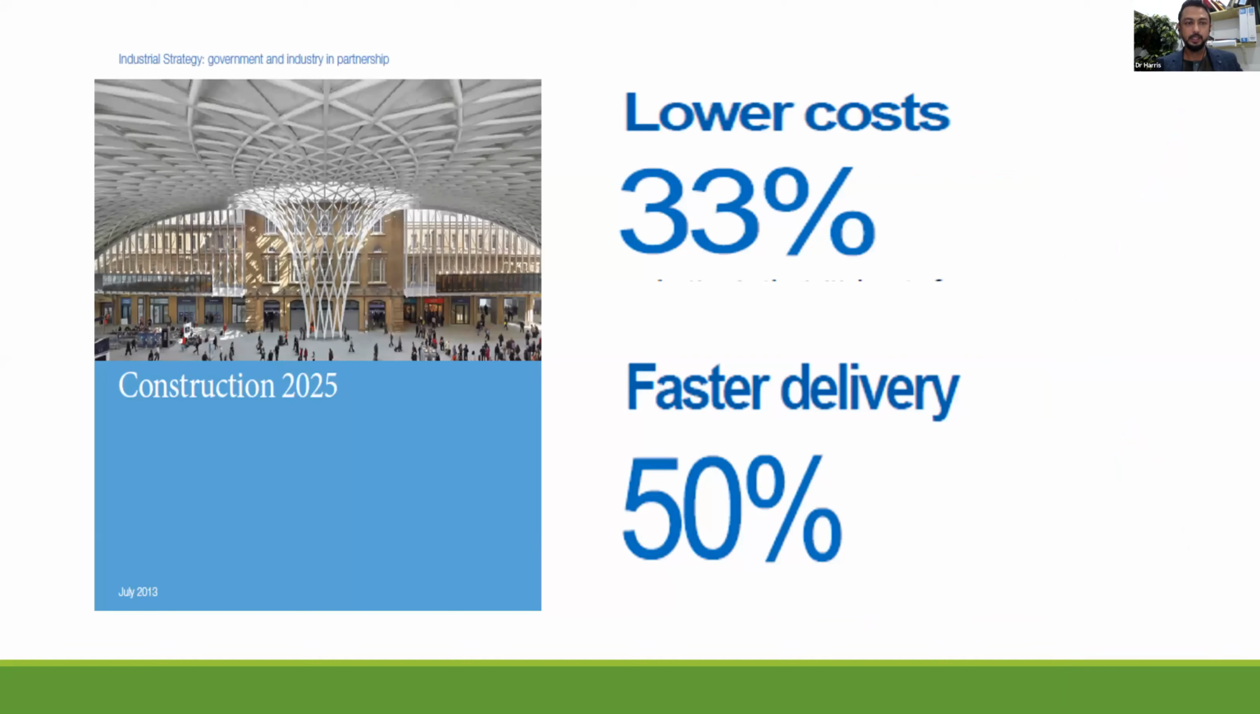Basically, why we carry out BIM: if you see Construction 2025 from the UK, which was produced in July 2013, in this document, actually, you can Google and download this document. The idea of implementing BIM is to lower the cost by 33% and to get faster delivery of the project by 50%. That is the reason why they want to implement BIM. So when you implement BIM, you must get some kind of benefit here.